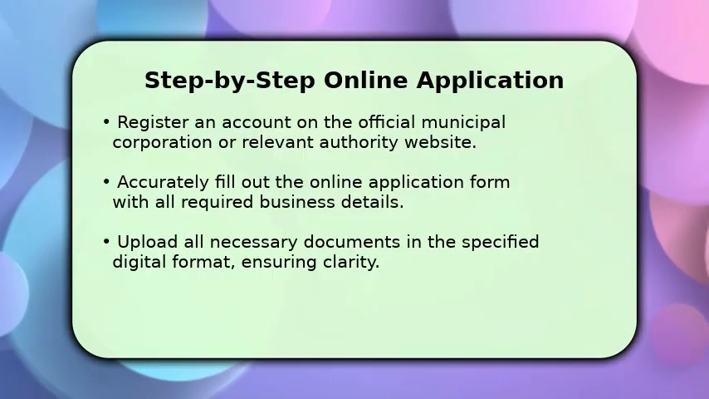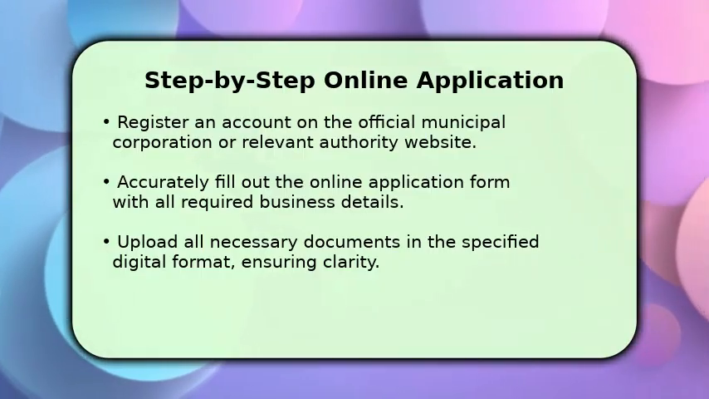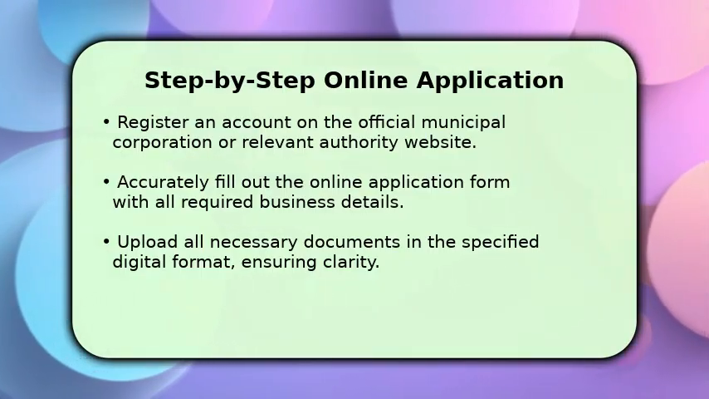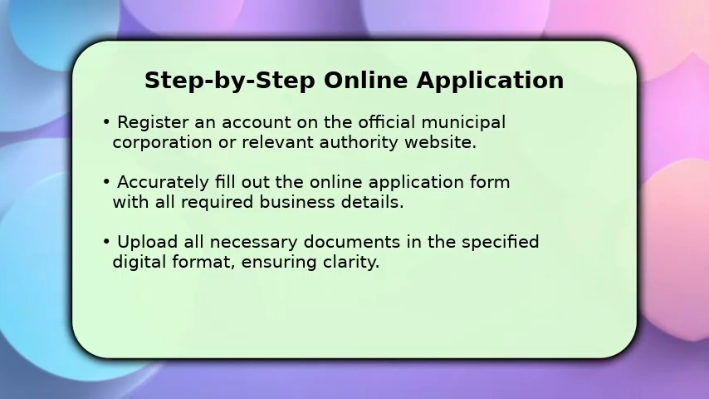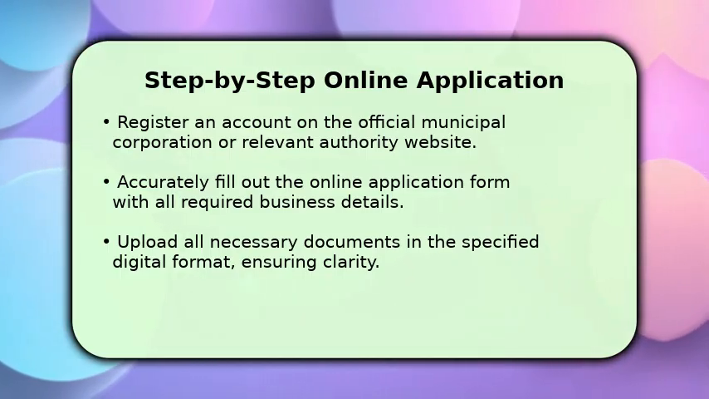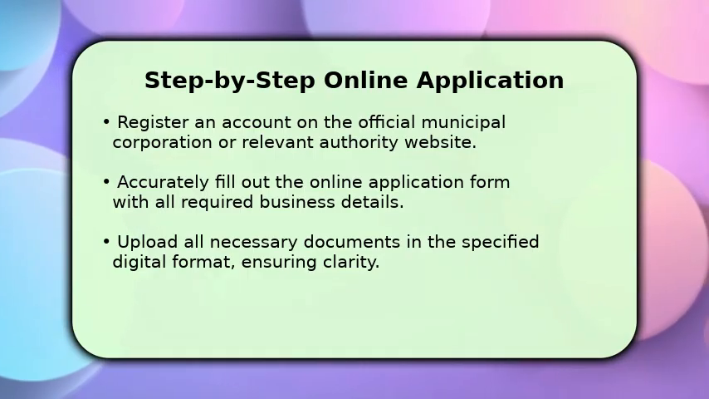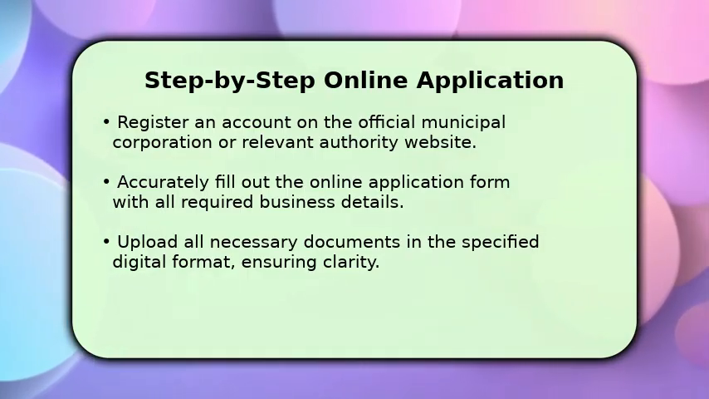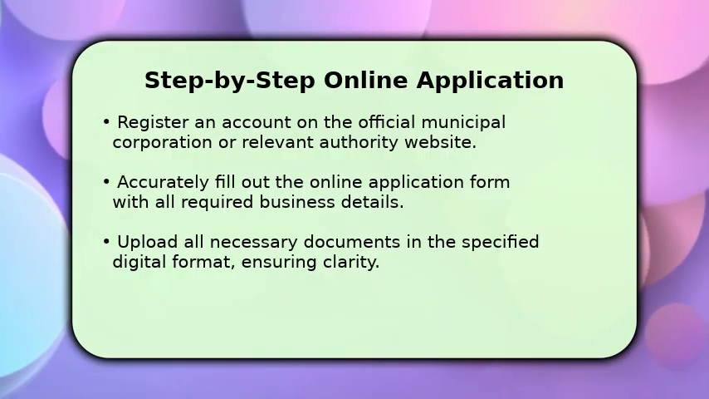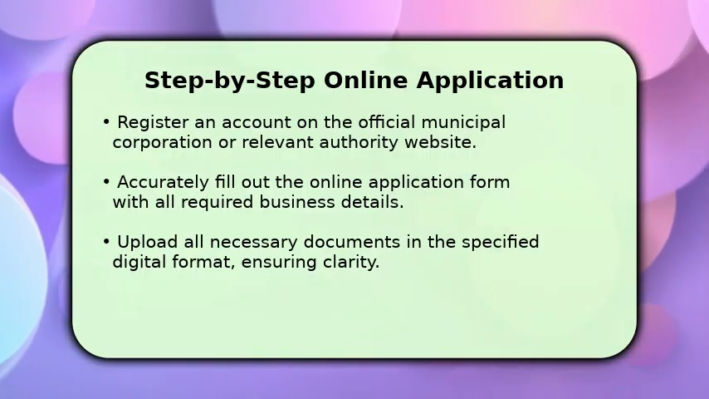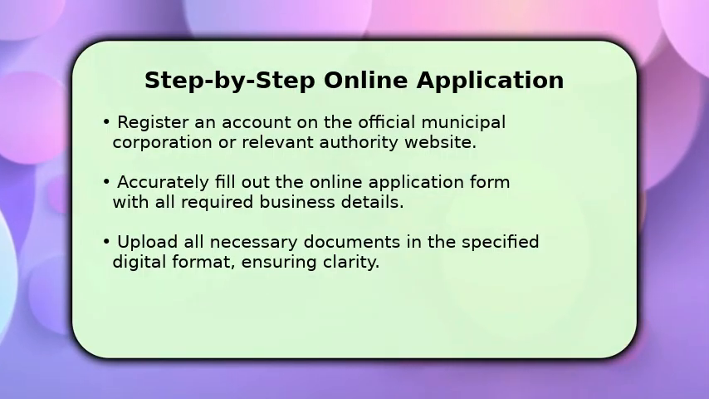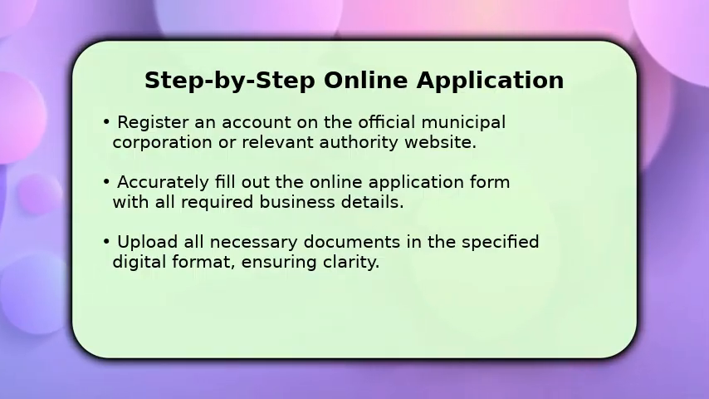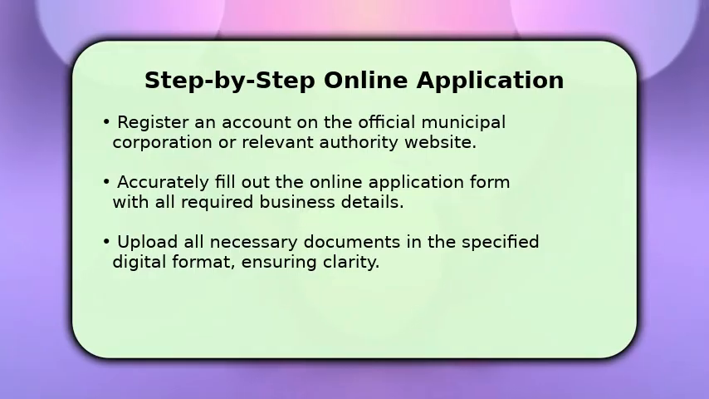The online application process typically begins with registering an account on your local municipal authority's website. Once logged in, locate the trade license section and proceed to fill out the detailed application form. Be meticulous when entering information about your business name, type, and owner details. Next, upload your prepared documents. Finally, you will be directed to pay the application fee, which can vary based on your business type and location, using secure online payment options.